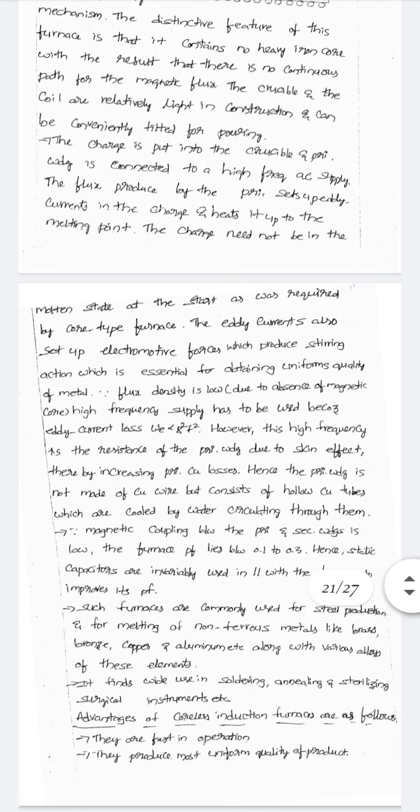The magnetic coupling between the primary and secondary winding here also has the same problem; it is low. The coupling lies between 0.1 and 0.3, hence static capacitors are invariably used with the furnace to improve its power factor.